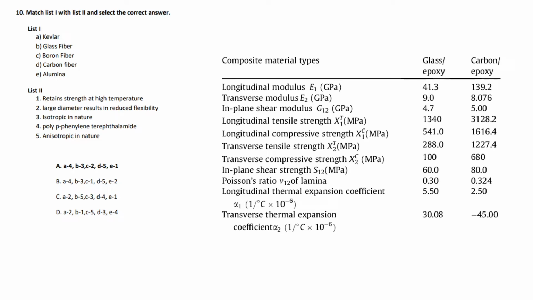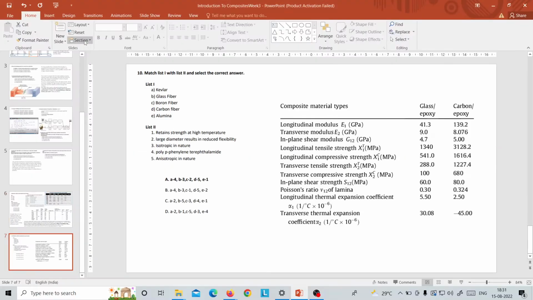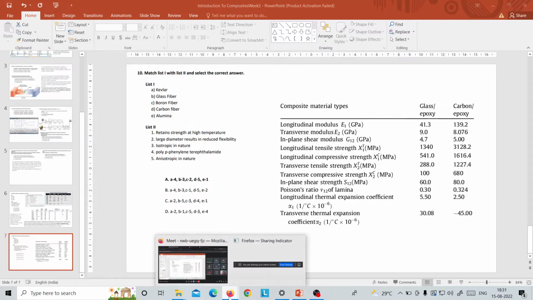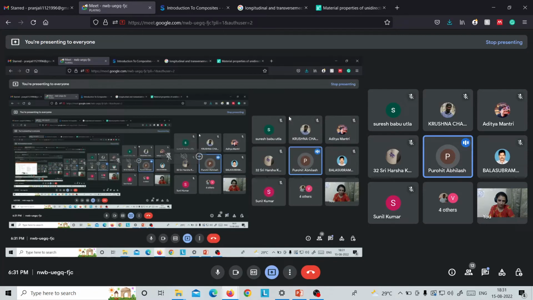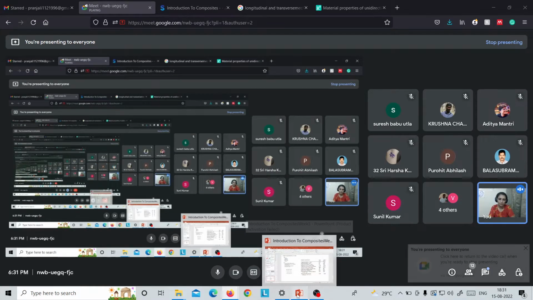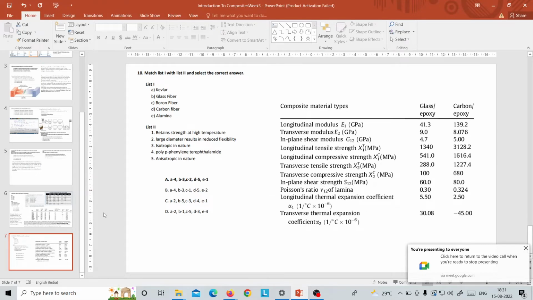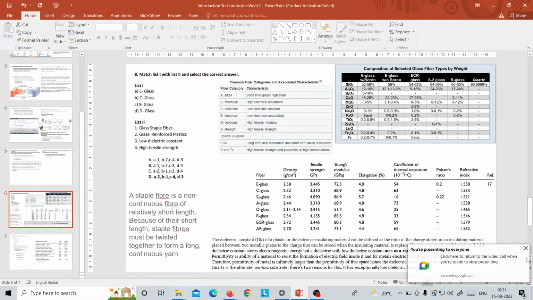Then the last question was that if this is the... yeah. What kind of mechanical properties do you intend to increase? Modulus or strength? Tensile strength.